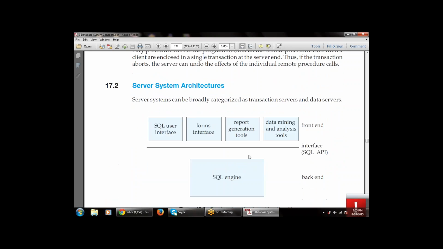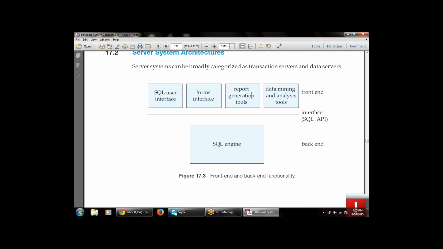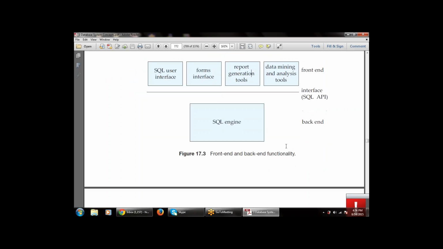So this is the SQL engine that is available. There is a SQL user interface, the forms interface, report generation tool, and data mining and analysis tool. This is the front end, and this is the interface, and this is the back end. This is a system that provides the front end and the back end functionality. So the front end has the SQL user interface, the forms interface, the report generation tool, data mining, and the back end has the SQL engine, and there will be an interface.